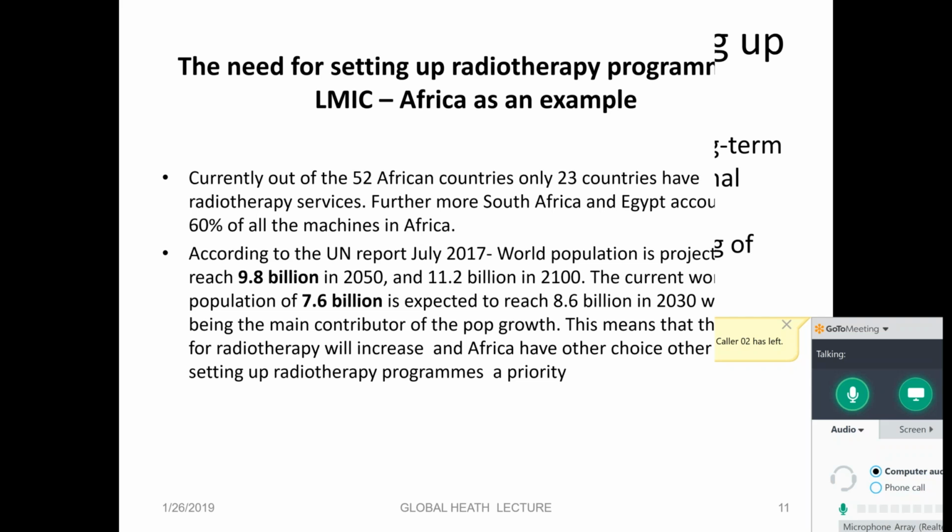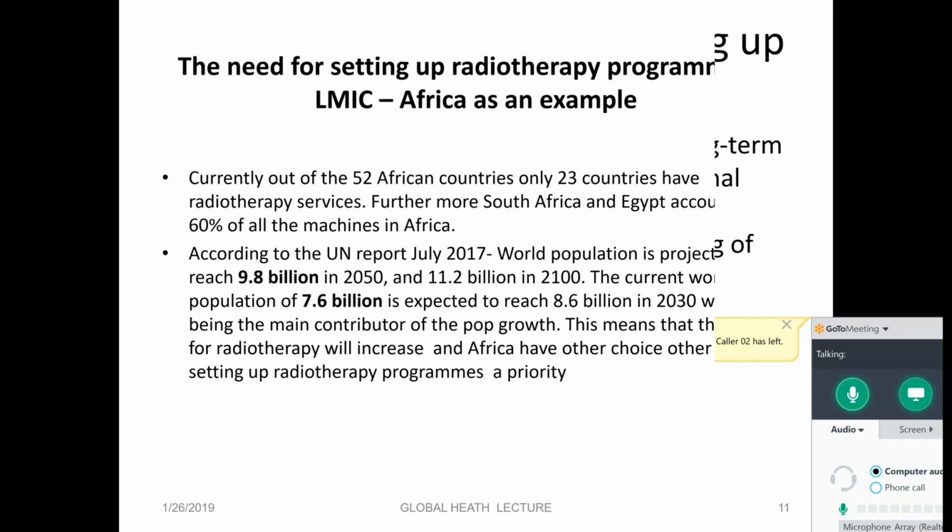We have 1 maintenance engineer, and we have a facility, a building with a bed capacity of 300 cancer patients. If you have a radiotherapy program, you have to have a place where cancer patients will be admitted, whether it's a hostel or a ward, but most cancer patients come from far and they will need to be in the hospital during their treatment.